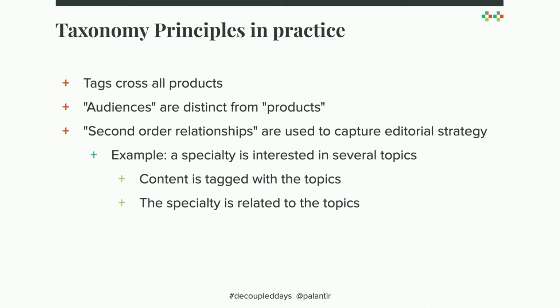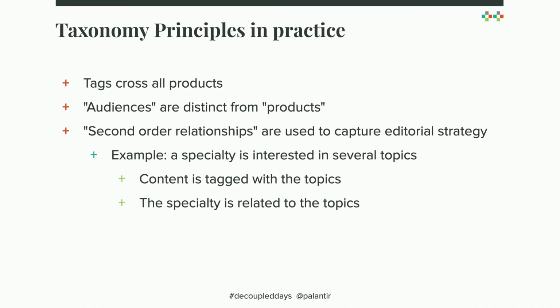So some of the key takeaways, which I've mentioned already, were that we're going to tag across all the products. We're going to separate audiences from products, and that was one of the key things that we wanted to talk through. It sounds simple, but if the organization was mostly thinking about products as specific audiences, or audiences as products, it was a challenging thing to figure out how that fits within the organization. And then we wanted to focus on these second order relationships. So the example was, we had a specialty that was interested in several topics. We didn't want to tag things with the specialty. We wanted to tag things with those topics, and then we could maintain those relationships externally.